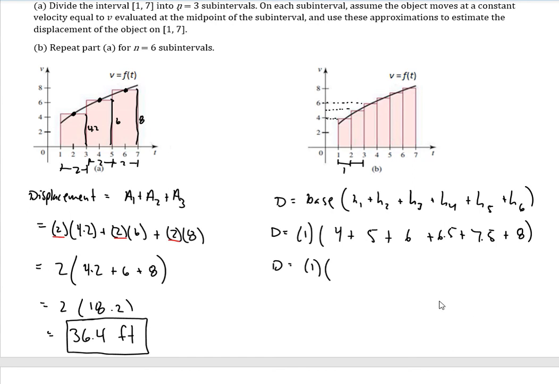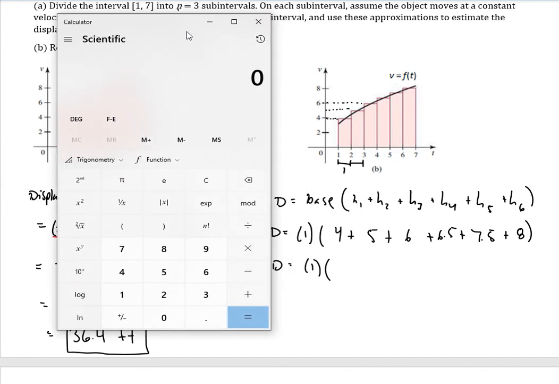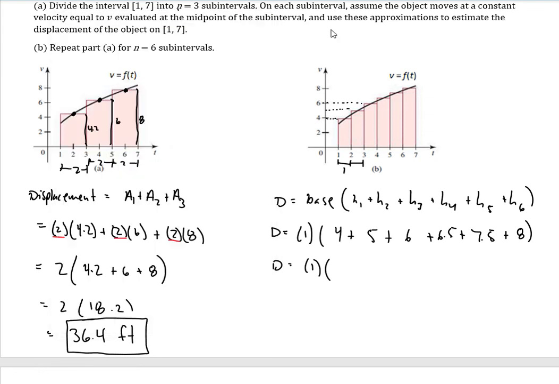And then adding this together, however way we think we can do it, in a way that maybe could be done mentally. I don't know. I don't want to try to do it mentally. If you can, that's good. But let's make sure it's correct. So I'm just going to get my quick calculator. 4 plus 5 plus 6 plus 6.5 plus 7.5 plus 8 gives us 37. Okay, so it'd be 37 right here. And then 37 times 1 is going to be 37 feet.